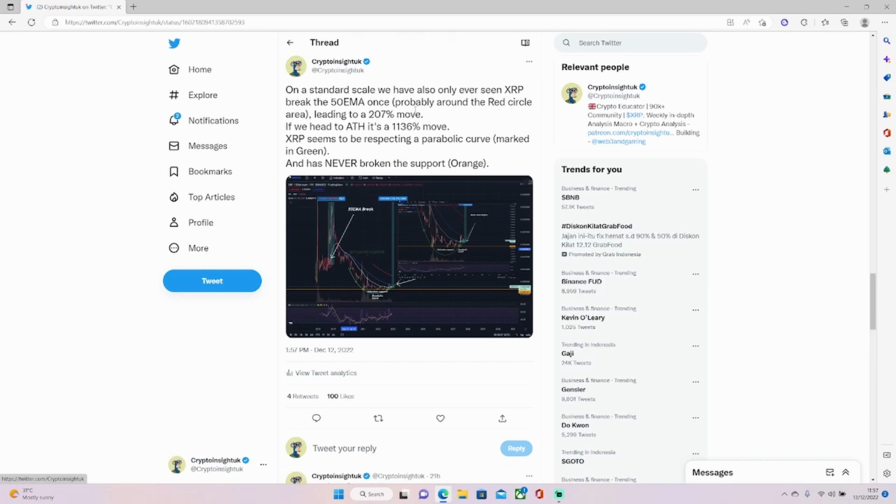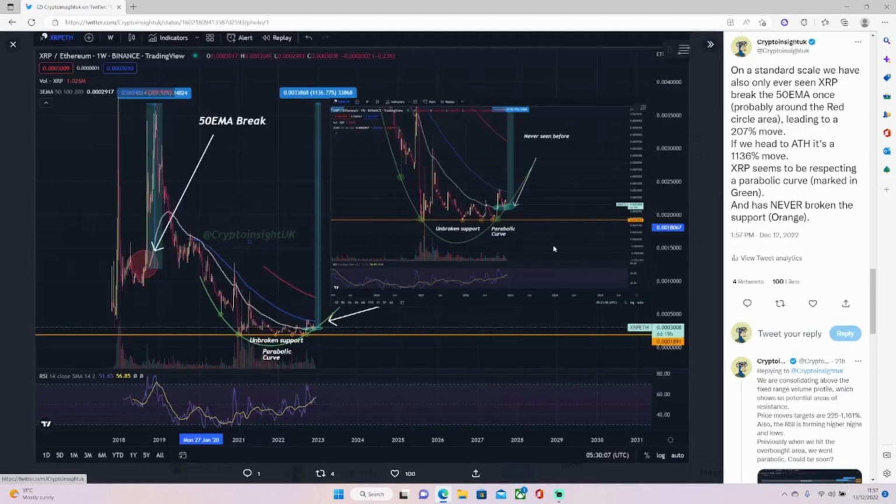Next, on a standard scale, we've only ever seen XRP break the 50 EMA once, probably around the red circle area, leading to a 207% move. If we head to all-time high, it's a 1,136% move. Obviously, this is still against Ethereum, guys. XRP seems to be respecting a parabolic curve marked in green, and has never broken the orange support level. So that's where I would presume the EMA would be, where the break would be here, and we push up like 207% there. And if from here we move up to all-time high, which is obviously set back then, it'd be a 1000% move. And this is a zoomed in view of that.